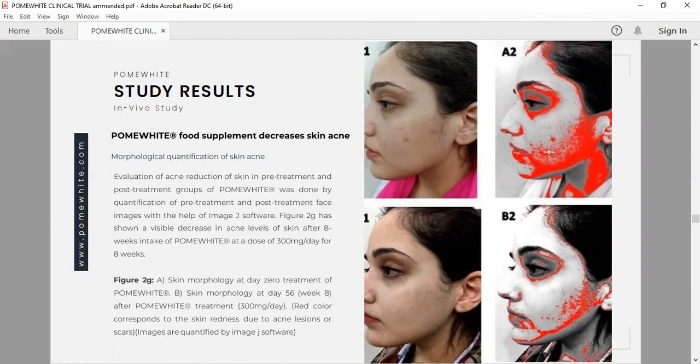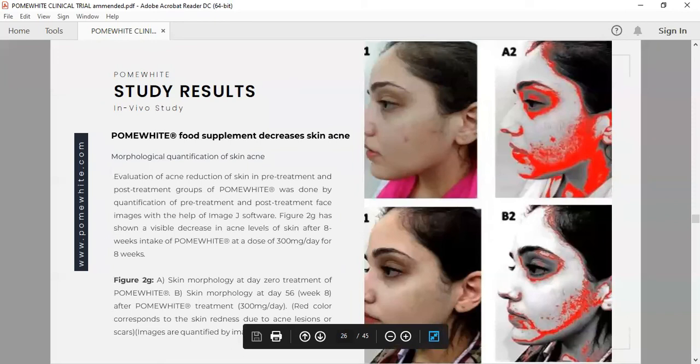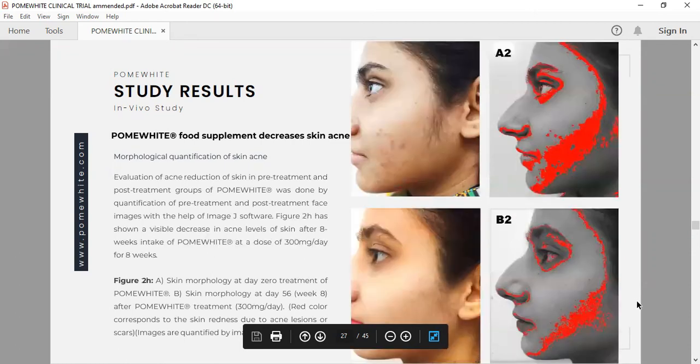So this means that all the area of the red color on the skin in the pre-treatment group, where there is no treatment with Palm White, is more. While at the same level, when we check the other figure, when the person has completed the treatment of 8 weeks, the scars and the marks reduce very much. The same could be seen with the naked eye, and after the careful calculation, we got these results.